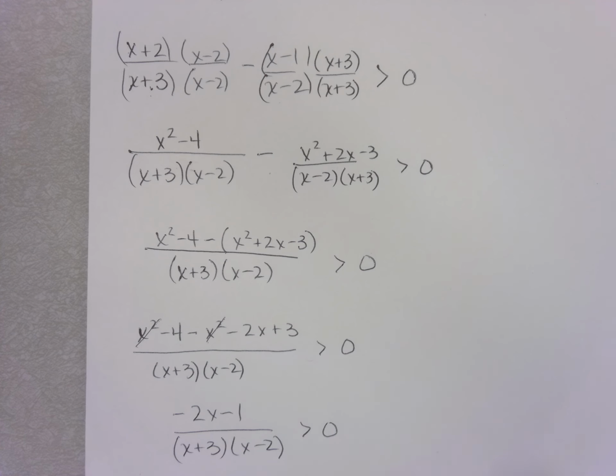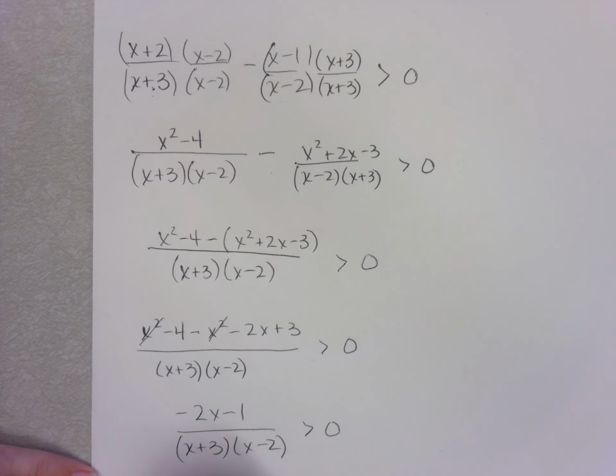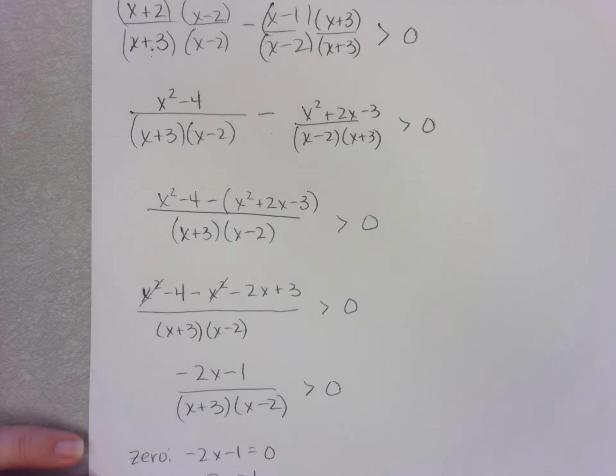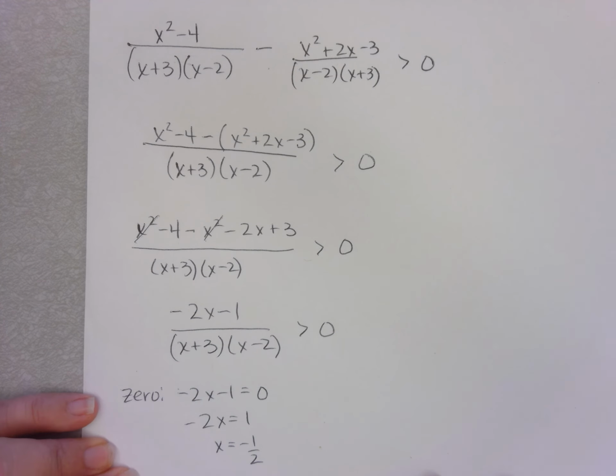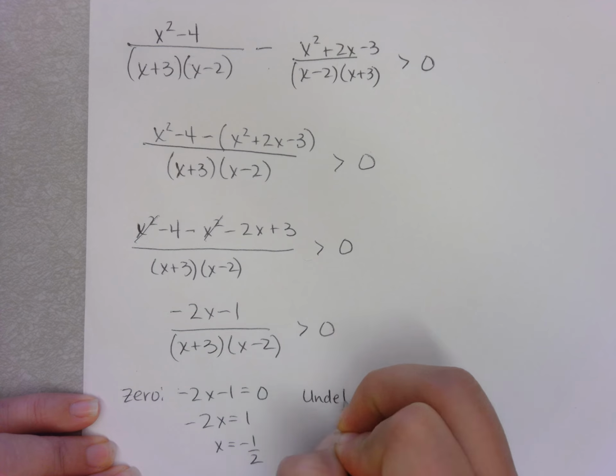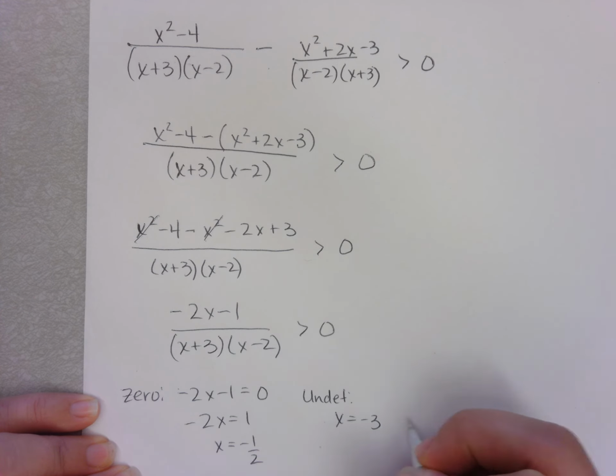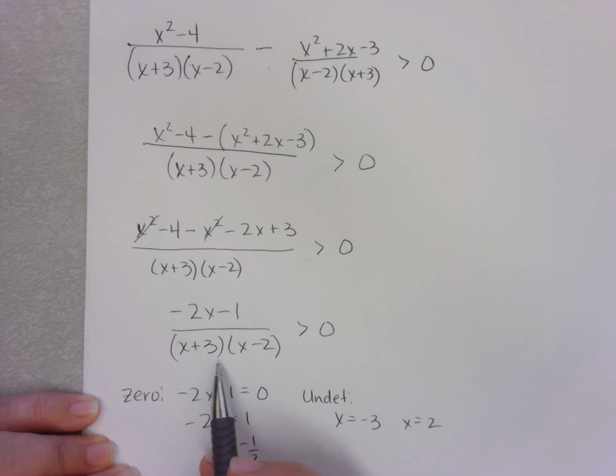All right, so now this is going to break me into a couple of things. So now I need to know where either my denominator is 0 or where my numerator is 0. So I'm going to set negative 2x minus 1 equal to 0. And so I'm going to have negative 2x is 1. X will be negative 1/2. And then for my undefined places, I get x equals negative 3 and x equals 2 when I set these two things equal to 0. I'm not writing it out, but I think that's pretty straightforward.